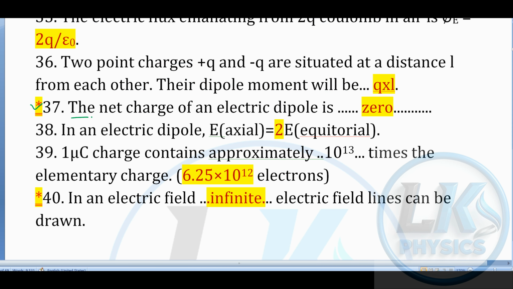Next is the net charge of an electric dipole is 0. In an electric field, infinite electric field lines can be drawn.